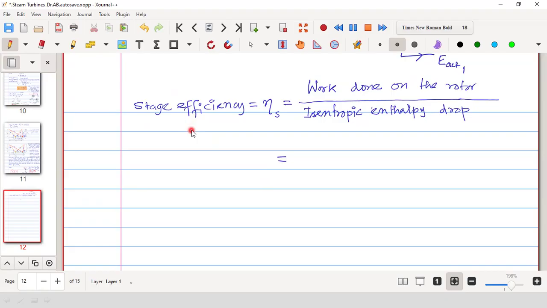Actually, in the blade, there is only kinetic energy that is converted. So part of the enthalpy drop will be there actually. So although we consider the enthalpy drop, there is no pressure change. Okay. So there is no pressure change. So actually enthalpy drop is converted to pressure change.